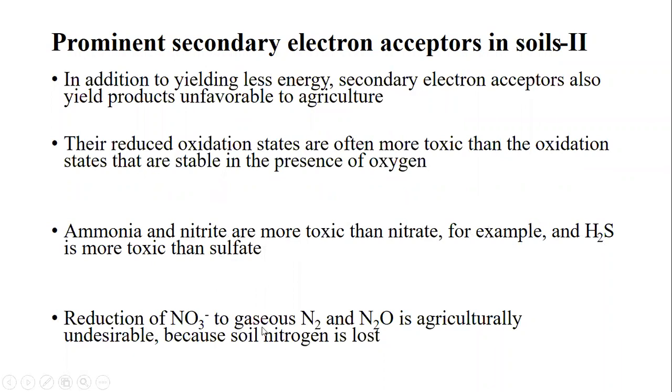Reduction of nitrate to gaseous N2 and N2O, as we have seen on the previous slide, is agriculturally undesirable because soil nitrogen is lost. If the farmer applies nitrogen in the form of nitrate, where plants can utilize it, and it changes to N2 gas and N2O, which are also gases, then you lose them. They go, so that means the farmer lost the fertilizer he applied.